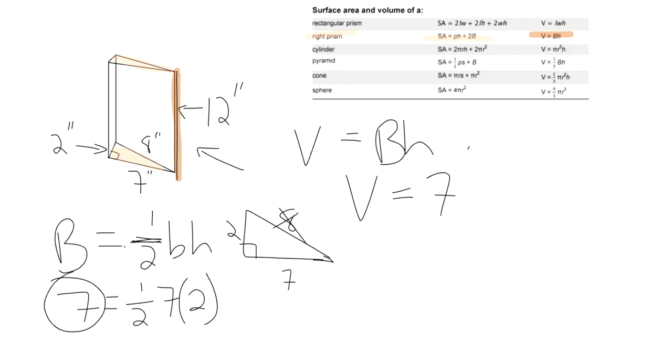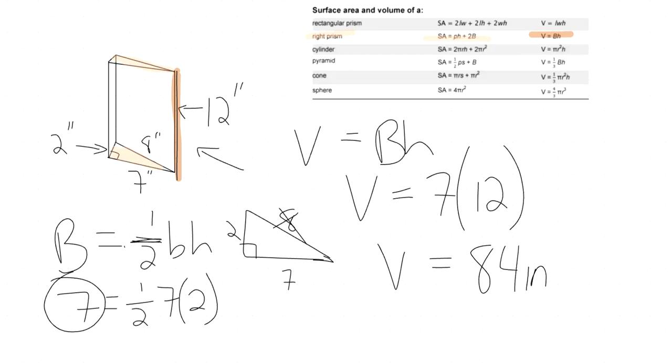So the volume of this thing is 7 times 12, which if you put in your calculator is going to be 84. And now because it's volume, we're moving to cubic units, in this case inches, so 84 cubic inches. So if you happen to come across a right prism on the test, that is how you do it. But like I said, I don't think you're going to run into these. You're much more likely to encounter rectangular prisms, cylinders, pyramids, cones, and spheres. So that pretty much concludes what you need to know about right prisms.